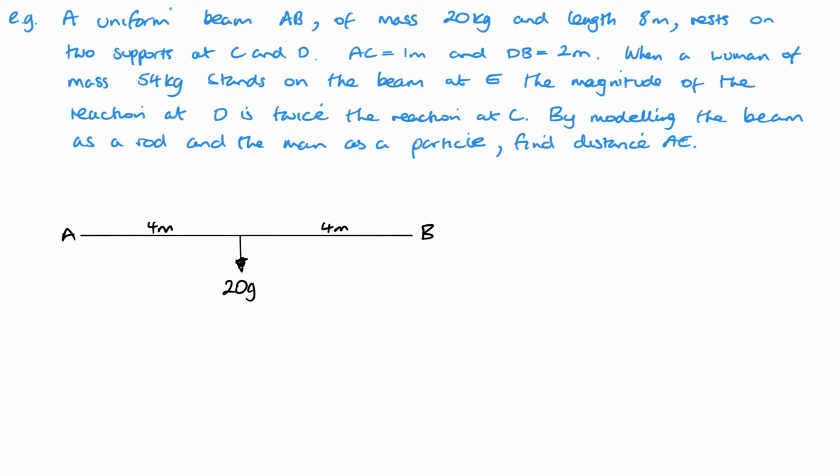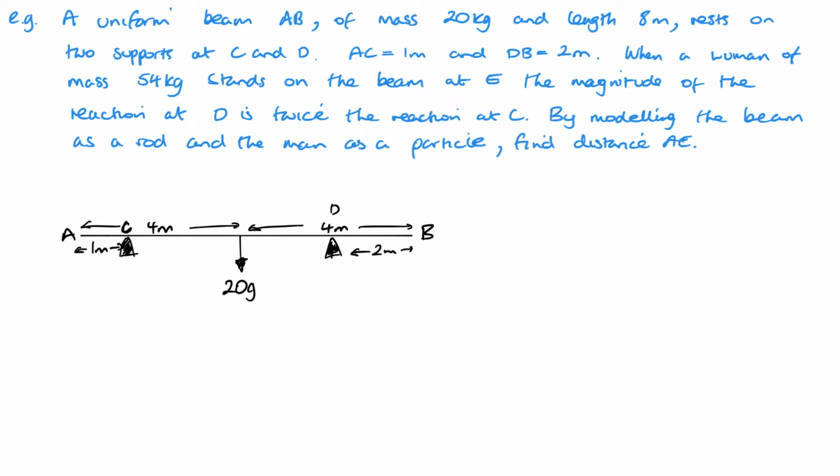Now it has 2 supports. AC is 1 meter, so you think of a support here that it's resting on. The distance from A to C is 1 meter, and then we have a second support at D, and this is 2 meters. So we've got 2 meters, and then this is obviously 4 meters, and this 1 meter. So that's so far a lot of my information.